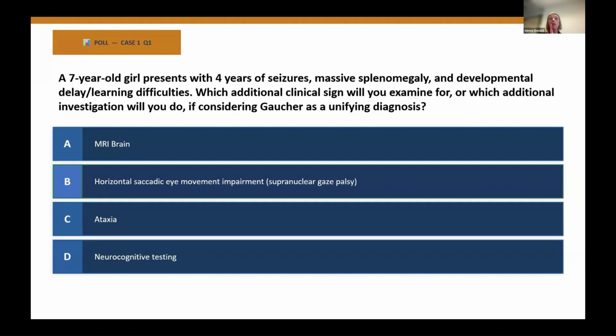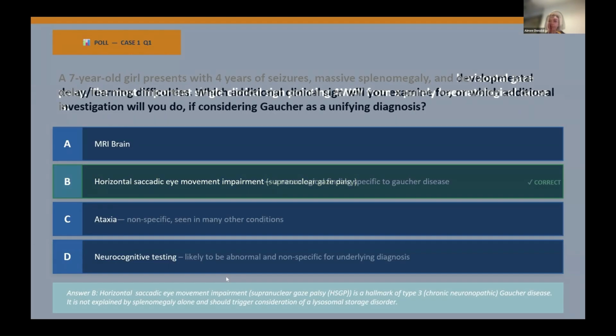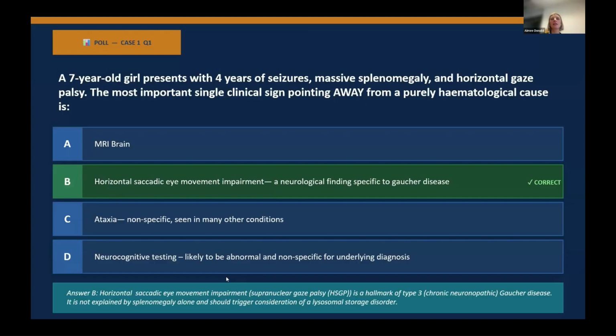Okay, so we've got a few people thinking do a brain scan, and the majority thinking examine for horizontal saccadic eye movement. So let's go to our next slide, which will show us the answer. So the answer to this one is B. So what we're thinking about here is recognition that your clinical examination is going to give you that clue.